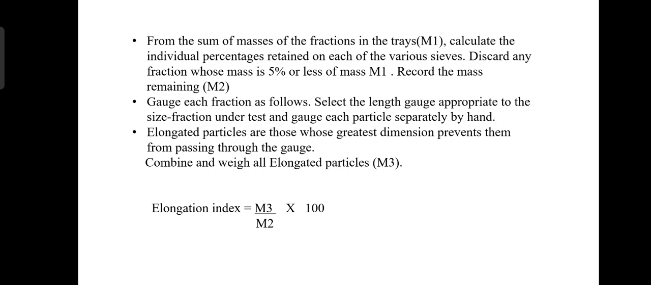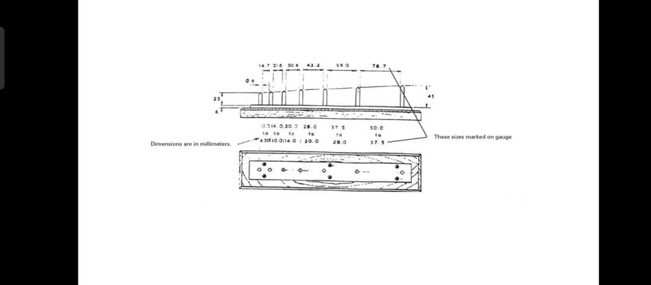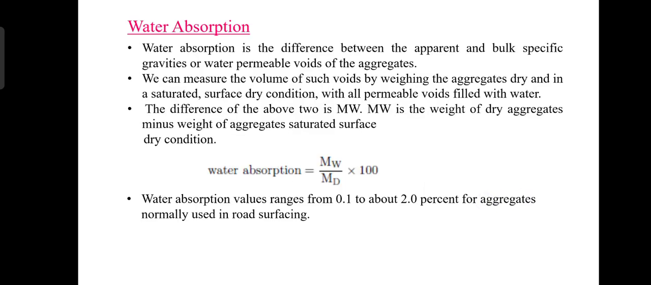Gauge each fraction as follows. Select the length gauge appropriate to the size fraction under test and gauge each particle separately by hand. The elongated particles are those whose greatest dimension prevents them from passing through the gauge. Combine the weights of all elongated particles as M3. So the elongation index we can calculate by the formula M3 by M2 into 100. So this shows the various apparatus which are used. The next test is the water absorption test.